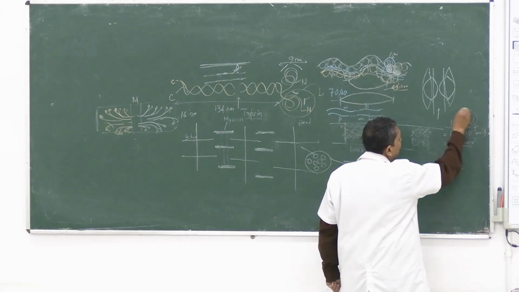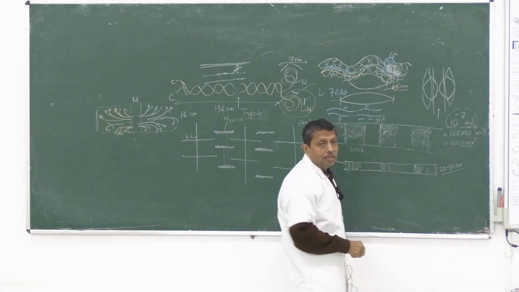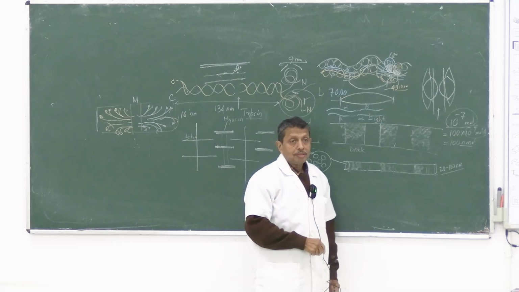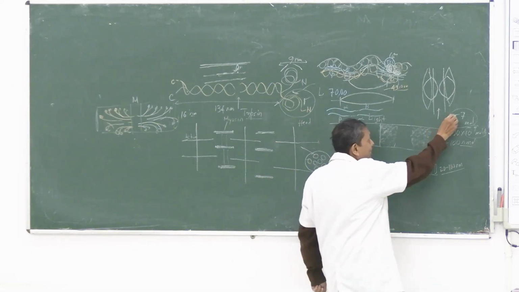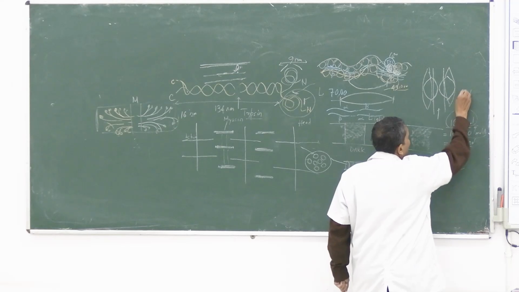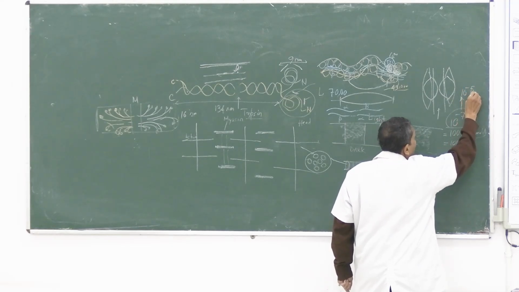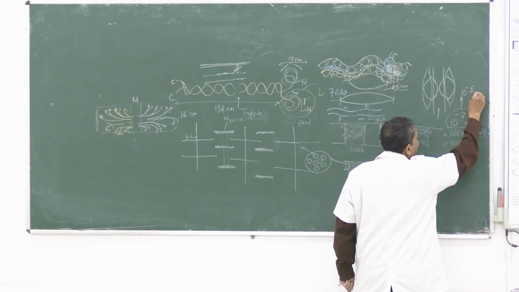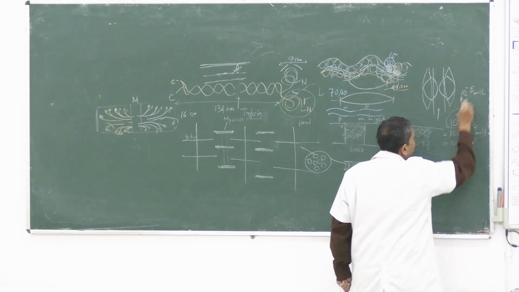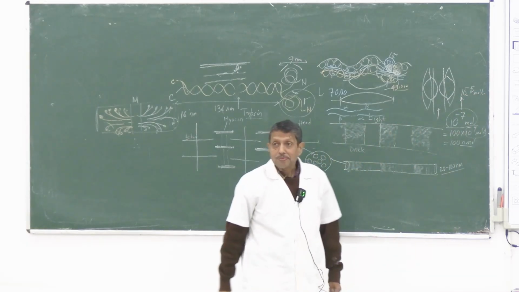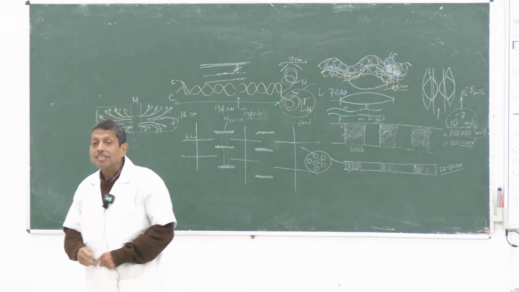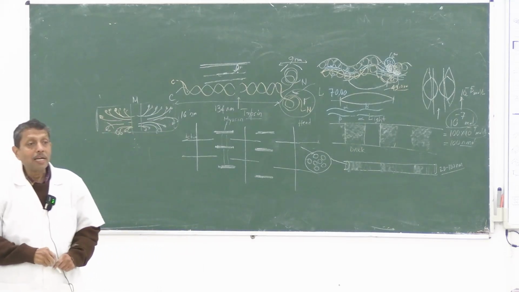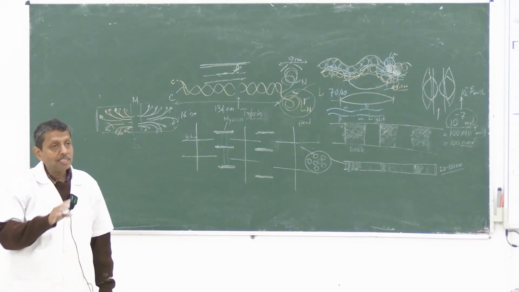But it is easy to remember this mole per liter. And when it increases to a value of 10 to the power minus 5 mole per liter, then this contraction is possible. And by which mechanism can this calcium enter within the cell?